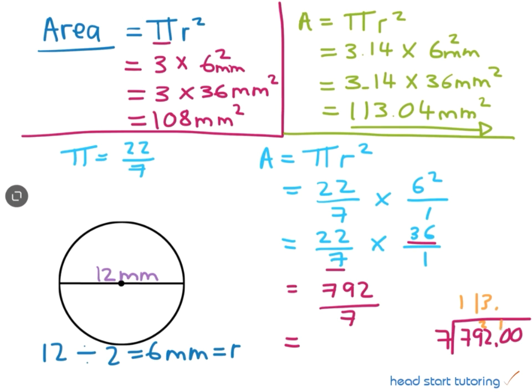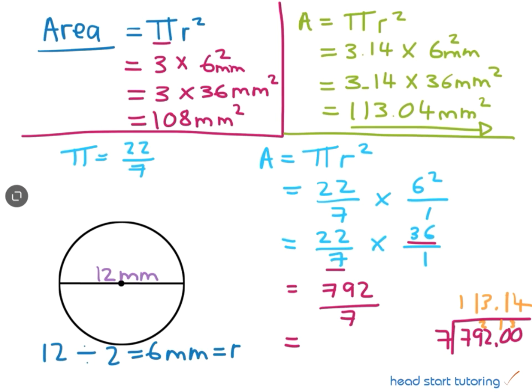7 fits into 10 once with a remainder of 3. 7 fits into 30 4 times, and there will continue to be remainders because remember that pi is an irrational number. So when we are working with 22 over 7, we will also get many decimal places. So we would usually just round our answer off to 2 decimal places. So that's what we will do in this example as well.